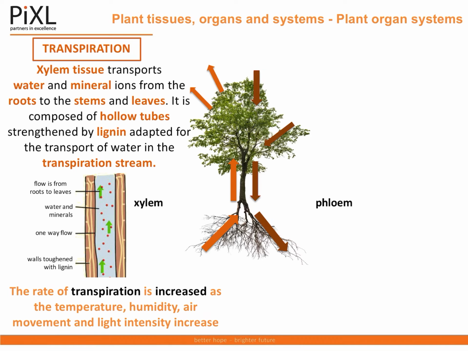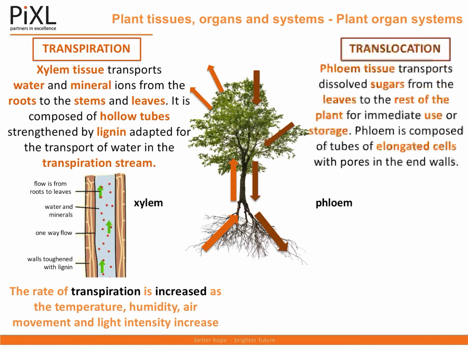So because it's hot, the water is evaporating from the surface of the leaves, so they need more water from the roots. So that's transpiration. Then we've got translocation. So this is the phloem that transports dissolved sugars from the leaves. Because remember, photosynthesis is creating glucose. That's our dissolved sugars from the leaves to the rest of the plant for immediate use or for storage.